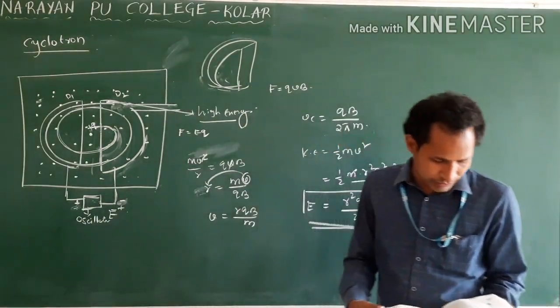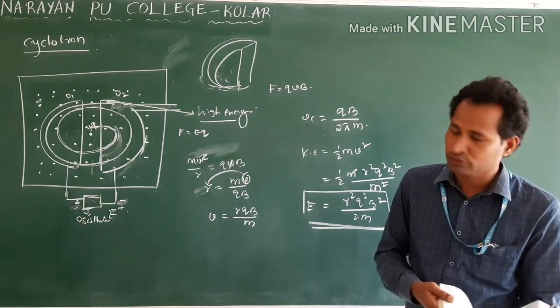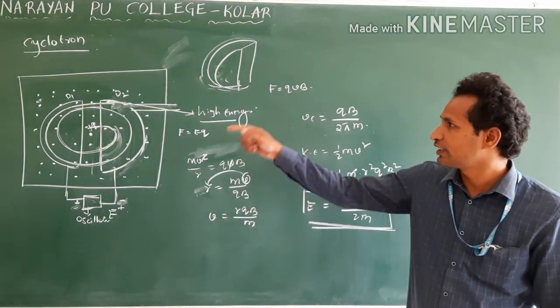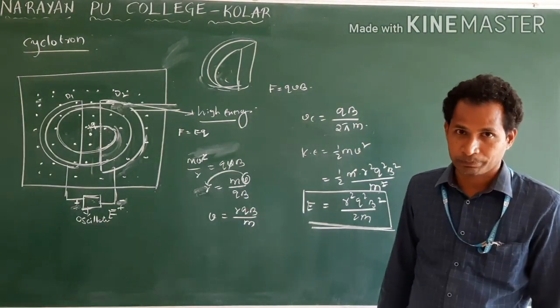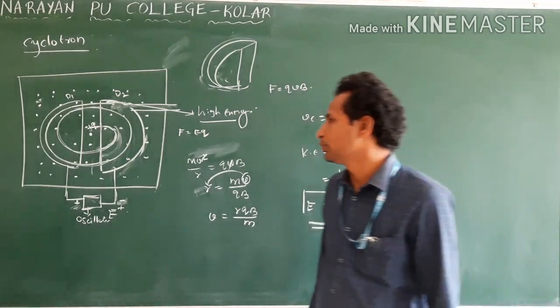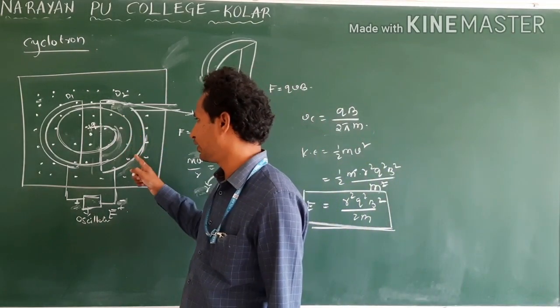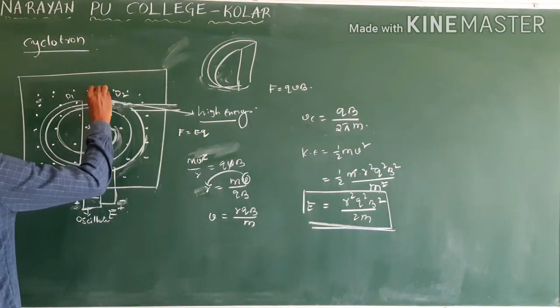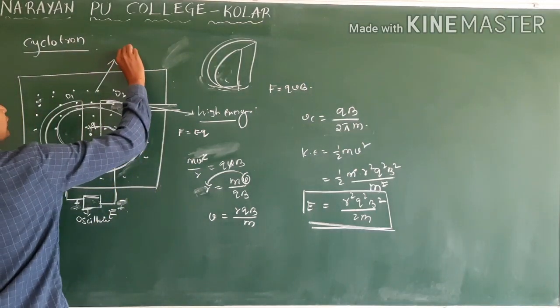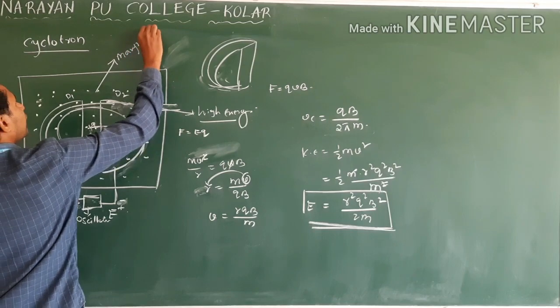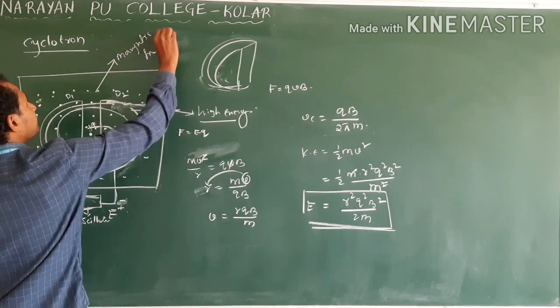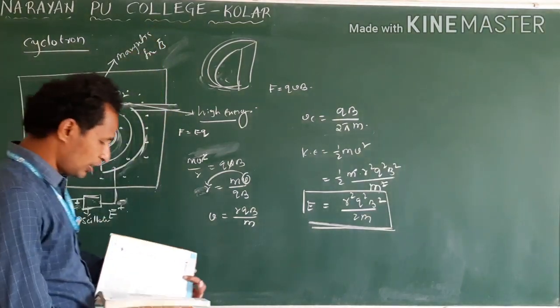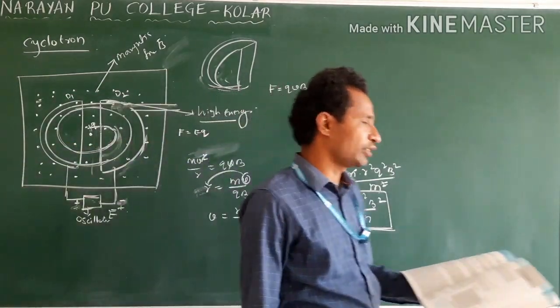Now we do expect questions on the cyclotron. One is to draw the cyclotron diagram, a labeled diagram. Draw the same figure, and write down the oscillator, the dees, and the magnetic field B.